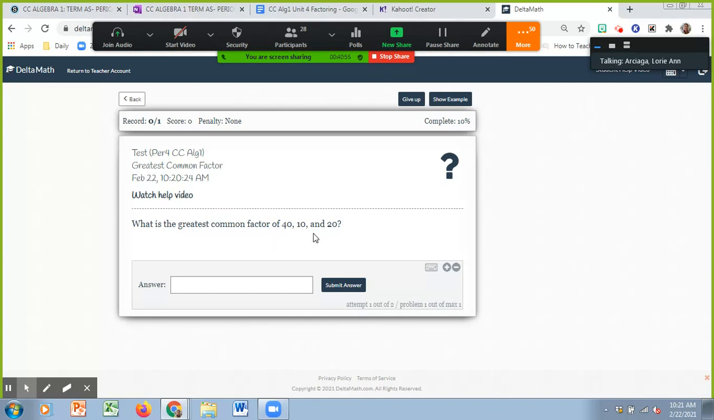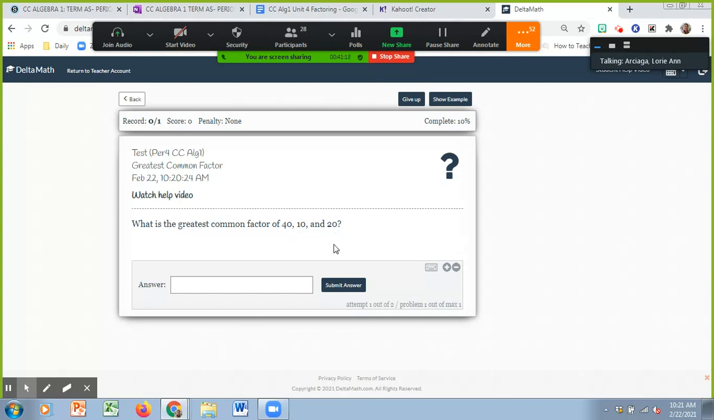So can you tell me which is the smallest among the three? What number? 10. Perfect. So if you start with 10, can 10 divide 40? Yes. Can 10 divide 20? Yes. And definitely 10 can divide itself. So if that smallest number can divide the other two, then you found the answer already.